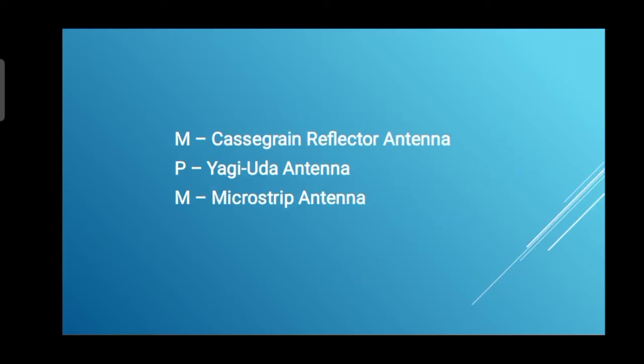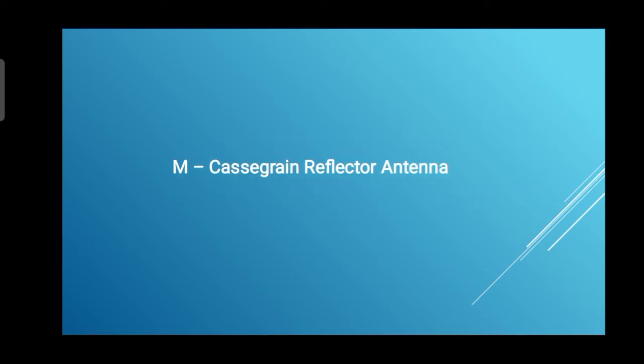And I have picked 3 antennas which correspond to the initials of my name. So M for Cassegrain Reflector Antenna, P for Yagi-Uda Antenna, and M for Microstrip Antenna. So let's get started. So, Cassegrain Reflector Antenna.